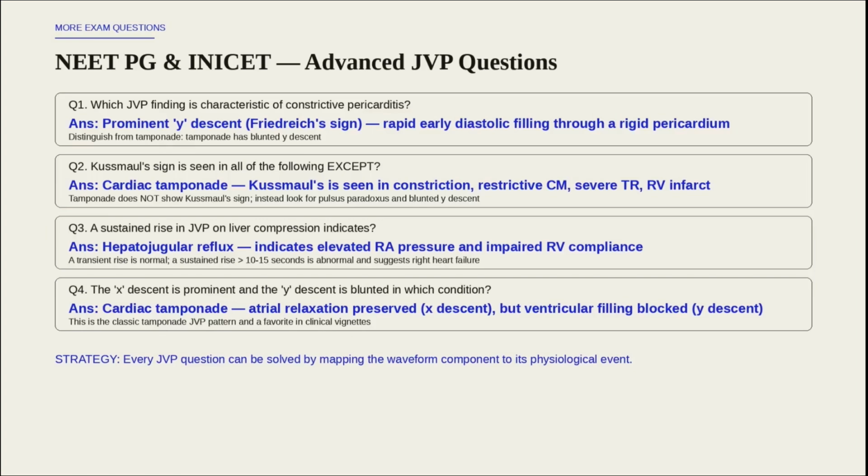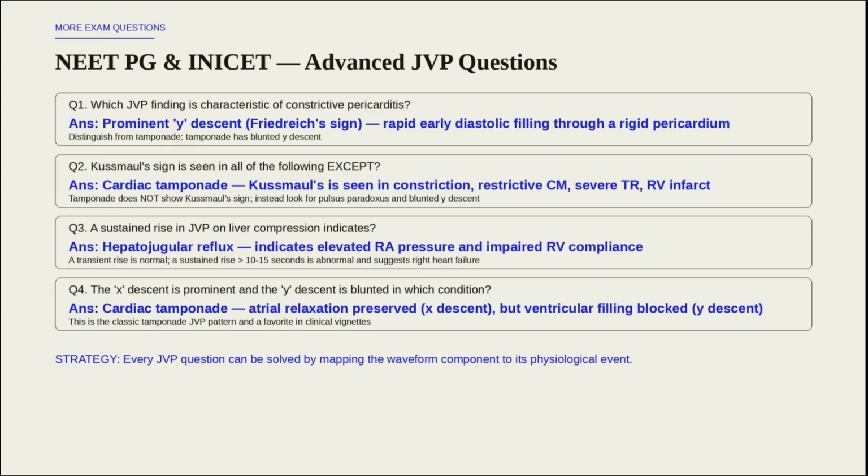Question 3. A sustained rise in JVP on liver compression indicates. The answer is hepatojugular reflux, signifying right heart failure or elevated right atrial pressure. These questions test whether you understand the physiology, not just the memorized facts.